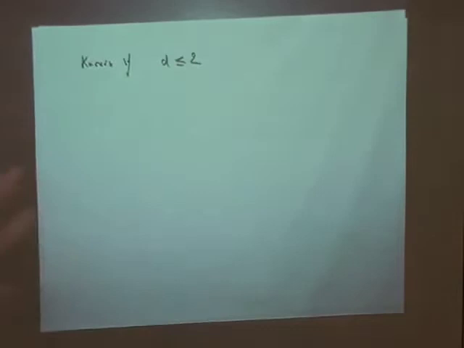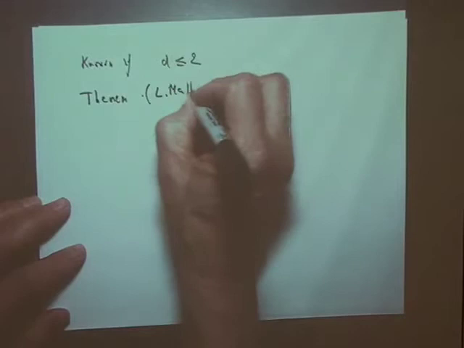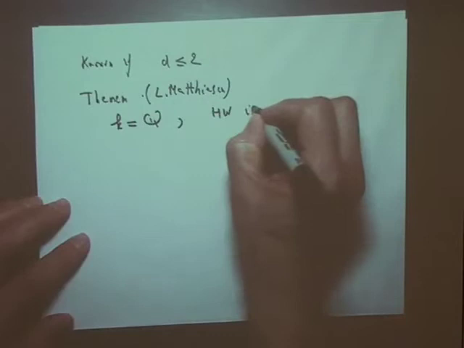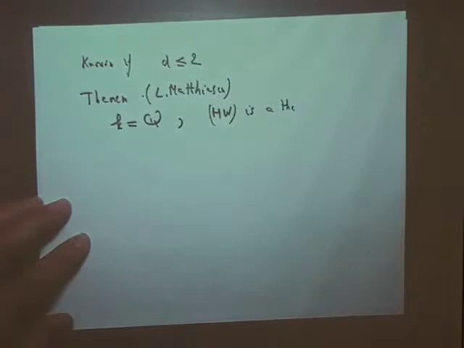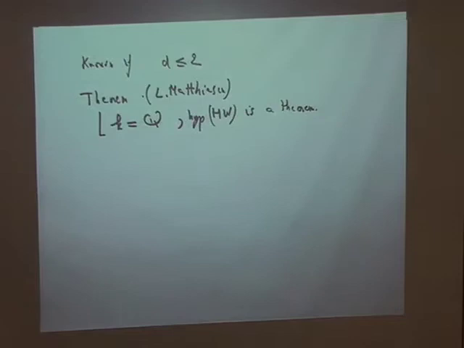But then there's a big theorem, a theorem of Matthiesen, which builds upon the Green-Tao-Ziegler technique, which is that if K equals Q, hypothesis HW is a theorem. So it's proved when K equals Q, these e_i are in Q, and L_i over Q is any type of field extension, not necessarily abelian. Okay.